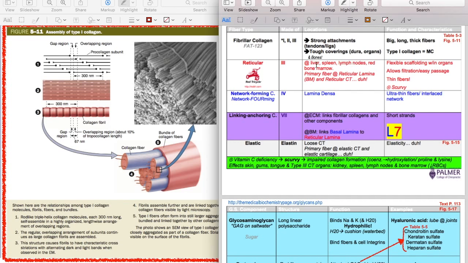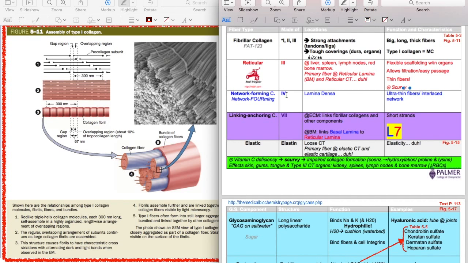Your liver filters all of your blood and does 499 other things too. And then your red bone marrow, you need to be able to move bone cells through it and hold back whatever's not supposed to get through as well. It's a net-like connective fiber. The function could be described as a flexible scaffolding, almost like a net. It allows filtration and easy passage of small things through it. The fibers are very thin. It's a fine net. It's also associated with scurvy, as I mentioned at the beginning.